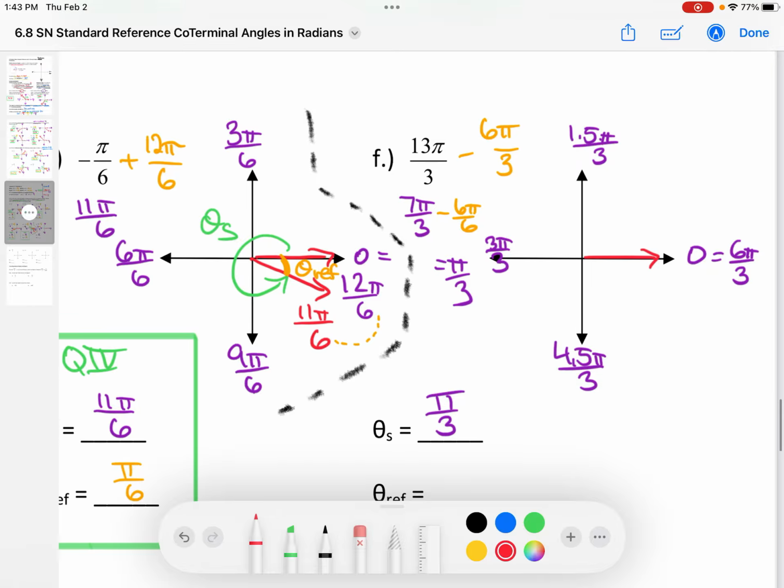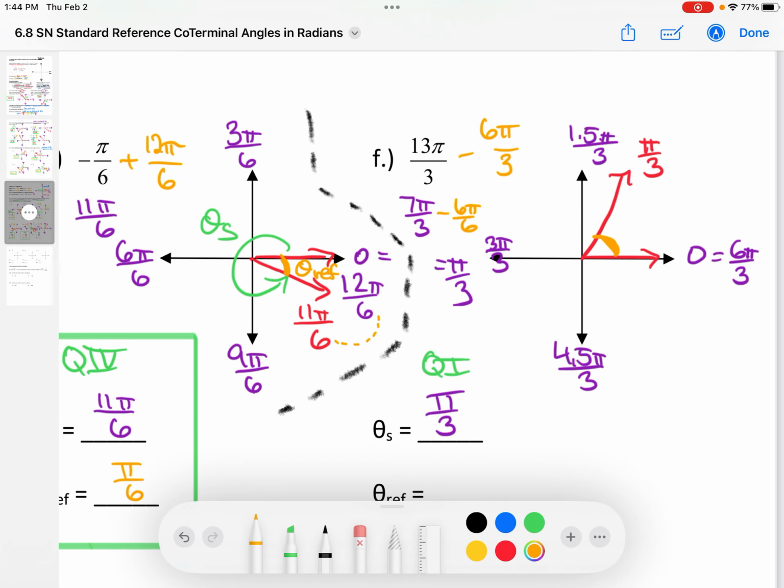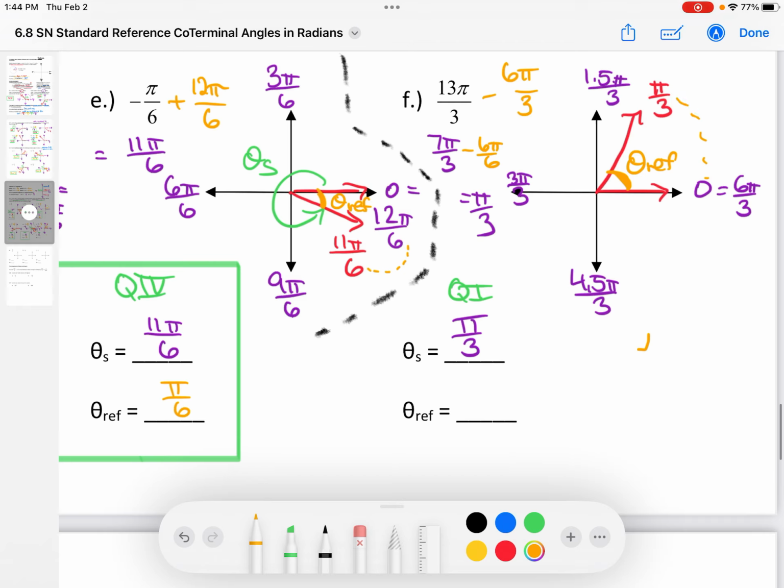So our standard angle would start at 0. Pi over 3 is a little, in quadrant 1, it's a little closer to 1.5. So pi over 3 would be here. That does fall in quadrant 1. Wanted to box that. And then the reference angle always goes to the x-axis. So our reference angle is here. Okay, from 0 to pi over 3 is a reference angle of pi over 3. And again, you can use the denominator in radians to find that reference angle.